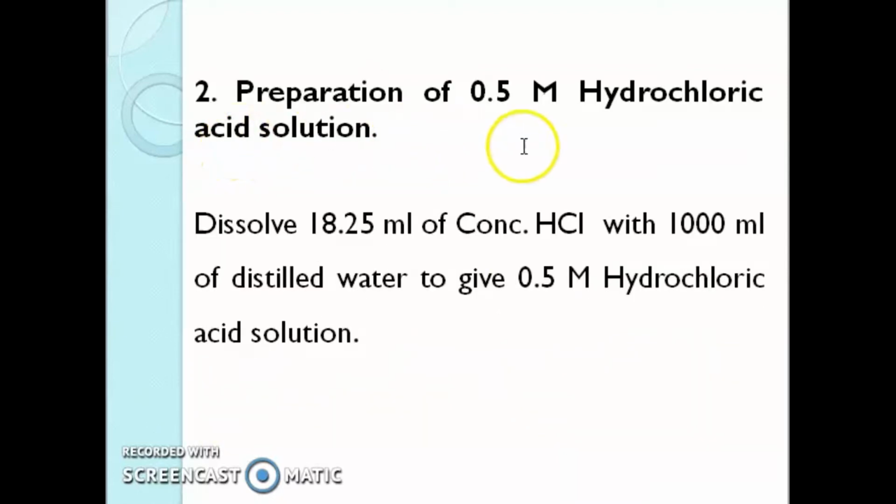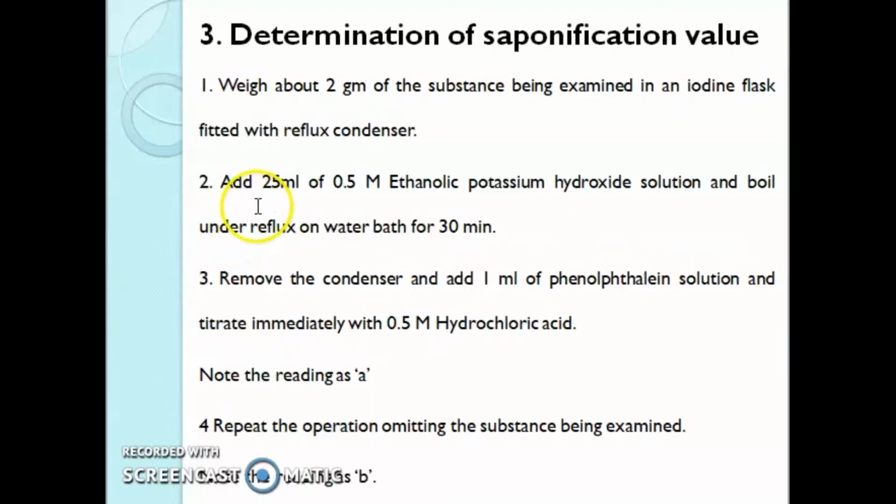Next is the preparation of 0.5 molar hydrochloric acid solution. For this, you have to dissolve 18.25 ml of concentrated hydrochloric acid in 1000 ml of distilled water, which will give 0.5 molar hydrochloric acid solution. Now we will see the procedure for the determination of saponification value. These two solutions, the 0.5 molar ethanolic potassium hydroxide solution and the 0.5 molar hydrochloric acid solution, are the basic needs that we have to use for the further practical.